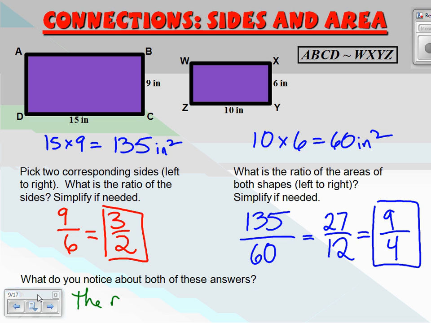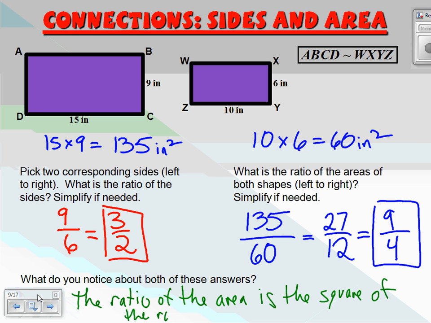The ratio of the area is the square of the ratio of the sides. The ratio of the area is the square of the ratio of the sides.